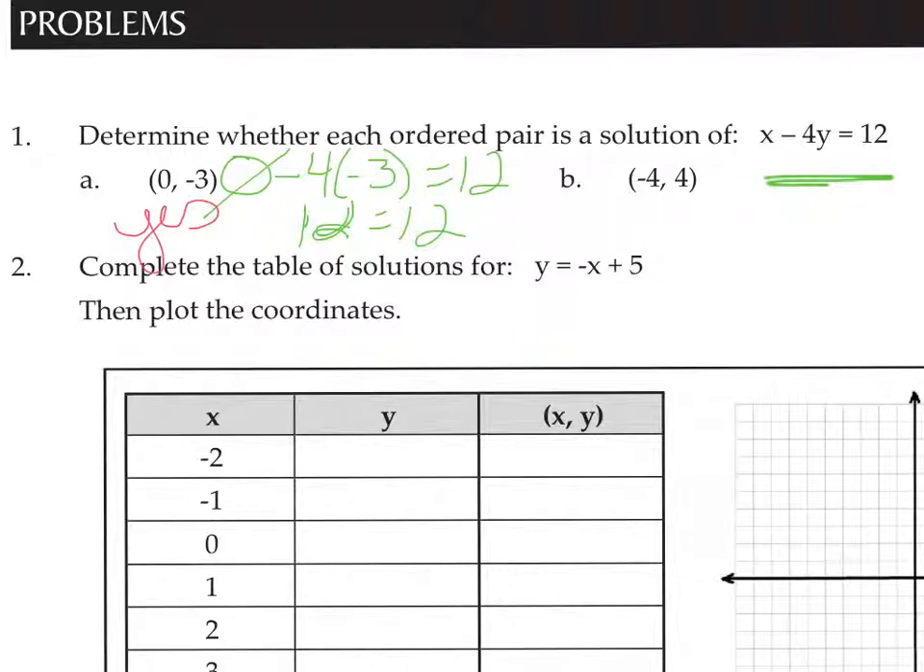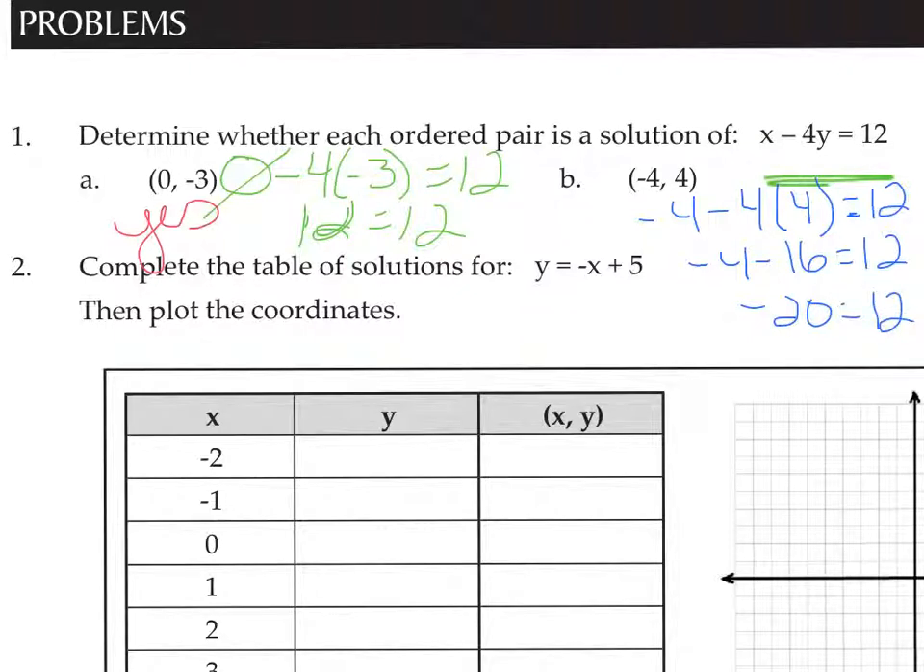When we go over to this next one, we're going to plug in negative 4 and positive 4 for x and y. So negative 4 minus 4 times positive 4 equals 12. So that would be negative 4 minus, negative 4 here times positive 4 is negative 16. Negative 4 minus 16 is actually negative 20. So these are not equal. So that means that this is not a solution because they're not equal.